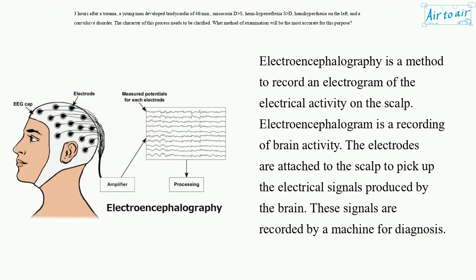Electroencephalography is a method to record an electrogram of the electrical activity on the scalp. An electroencephalogram is a recording of brain activity. The electrodes are attached to the scalp to pick up the electrical signals produced by the brain. These signals are recorded by a machine for diagnosis.